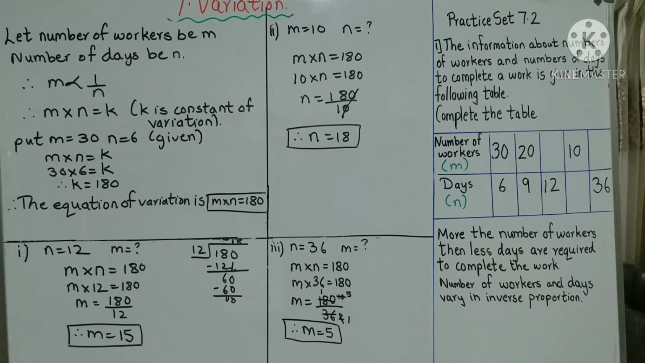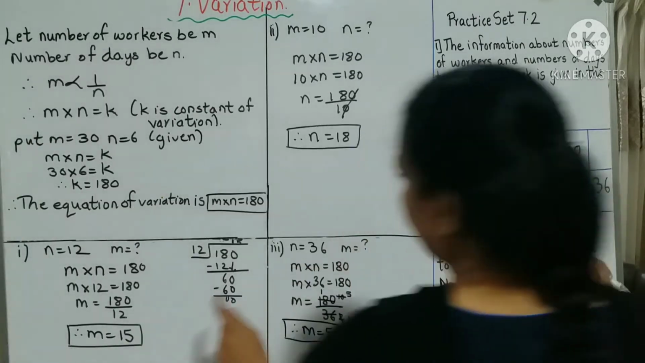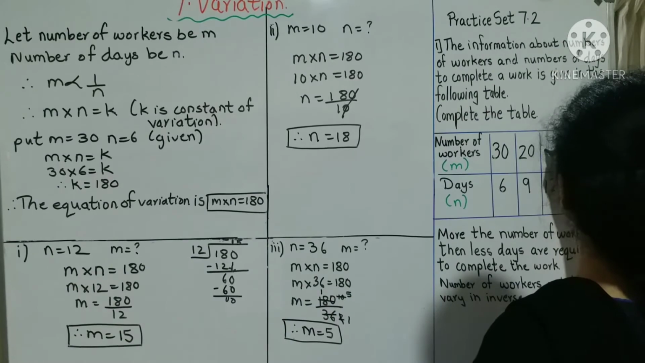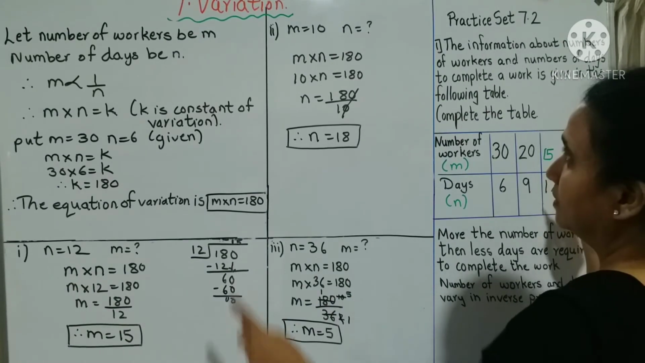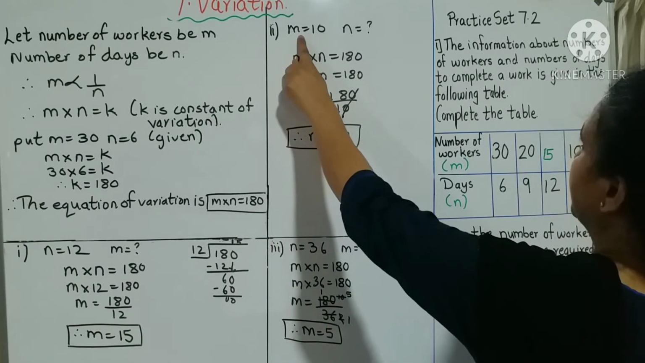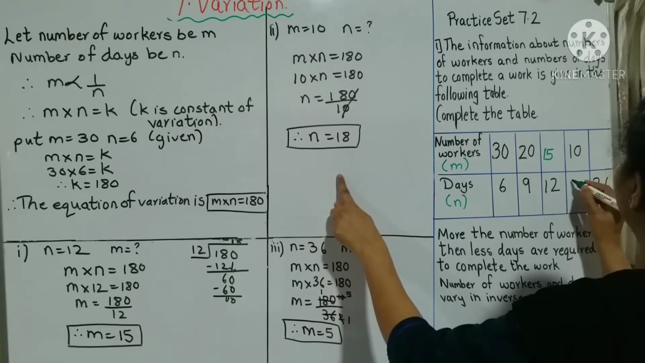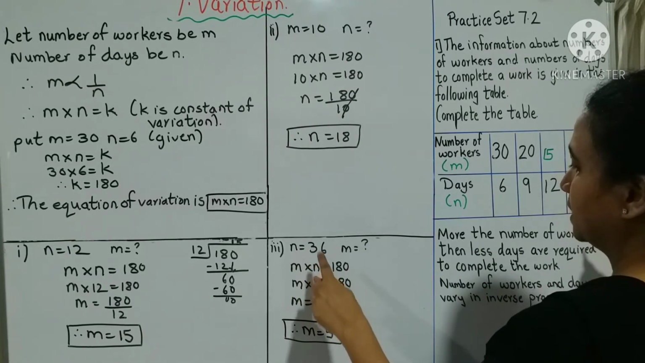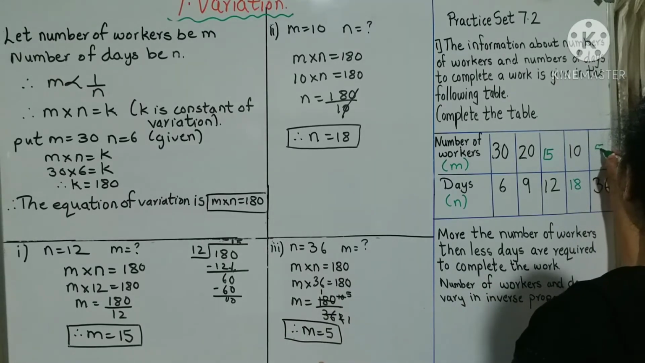Now we'll complete the table. We'll write these values in this table. When n is 12, m is 15. When m is 10, n is 18. When n is 36, m is 5.